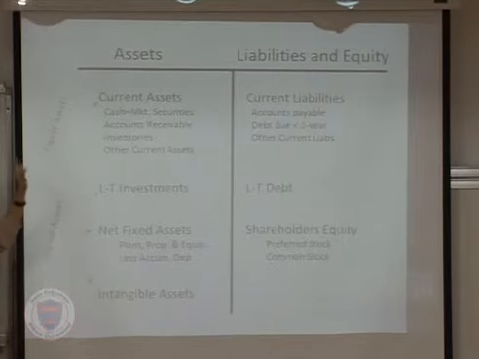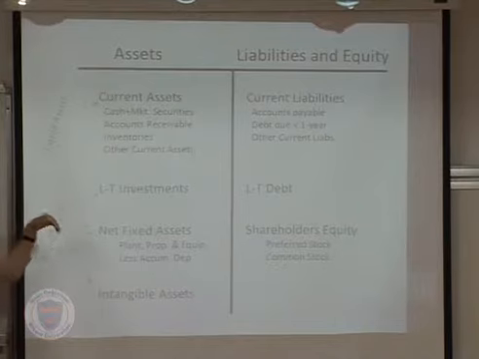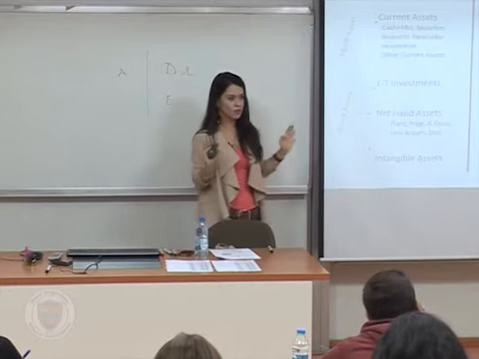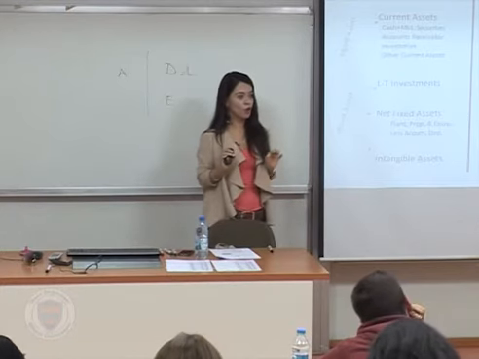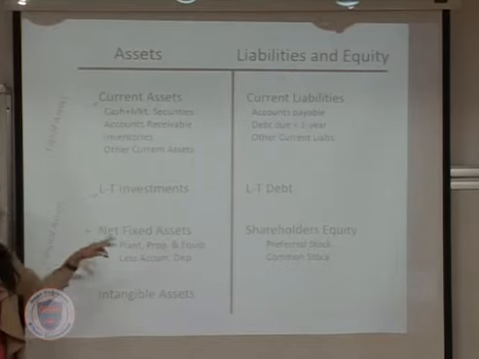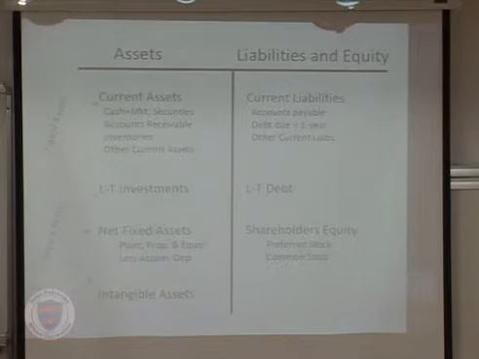Then you have short-term debts. Short-term means less than 1 year. Then you have long-term debt, debt more than 1 year. It can be bank loan, bonds, whatever. It's something you owe, basically, something you have to return to the owners. Then we have shareholders' equity, preferred stock or common stock.